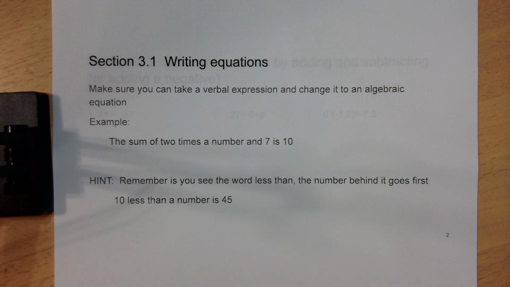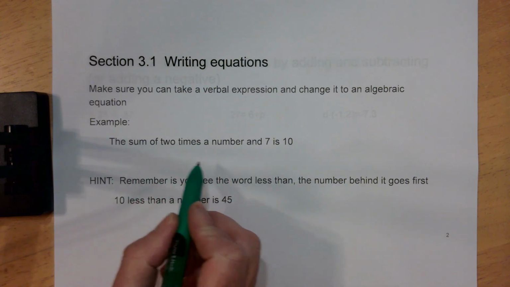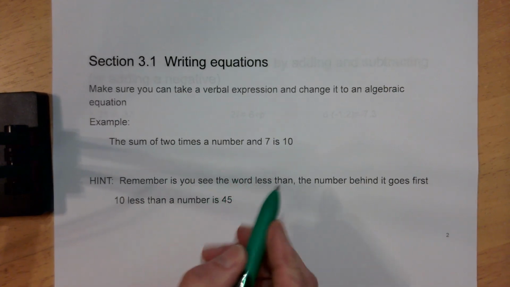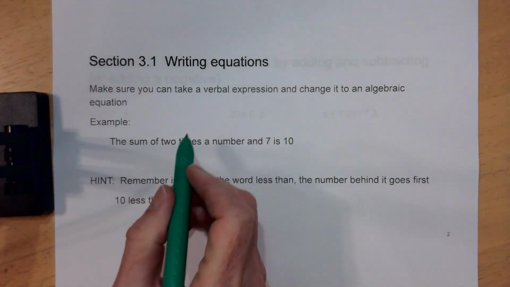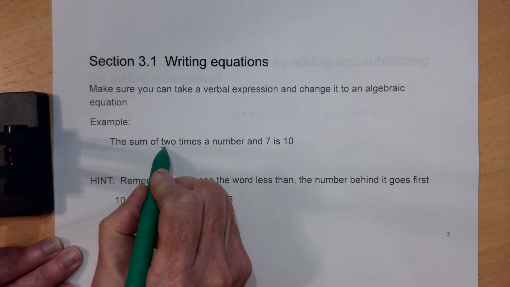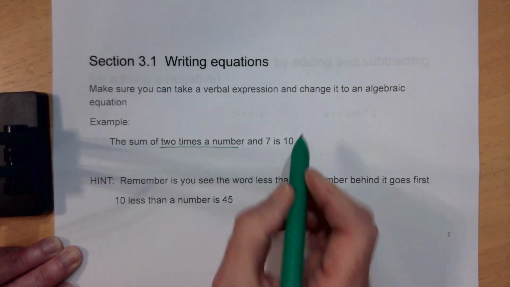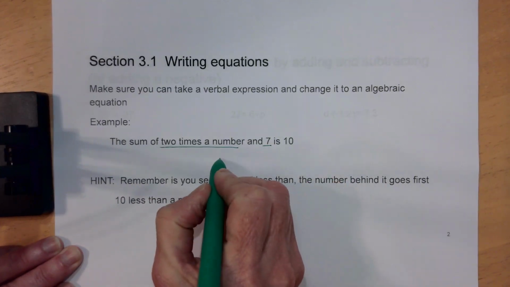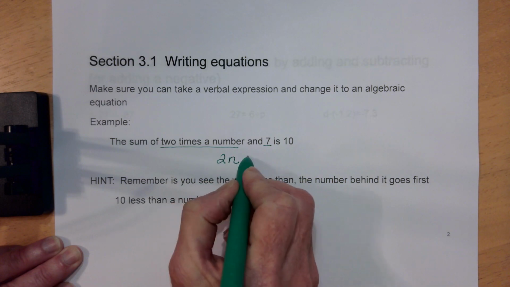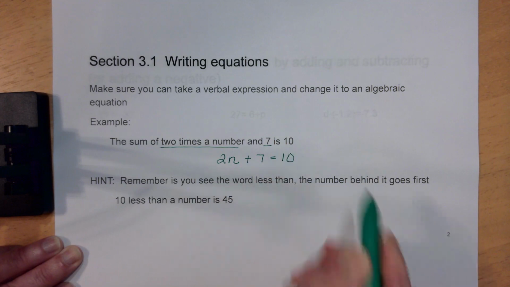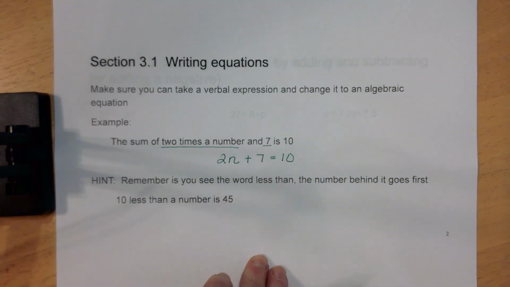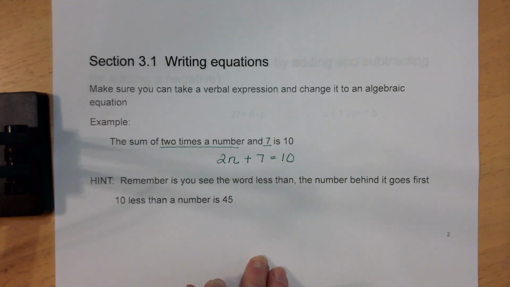For example, if you have the sum of 2 times a number and 7 is 10, you know the sum means addition. So you are adding the next two things that you have. You have 2 times a number and you have 7. So 2 times a number plus 7 is 10. It doesn't ask you for the number, so you don't have to solve it. You just have to come up with the equation.